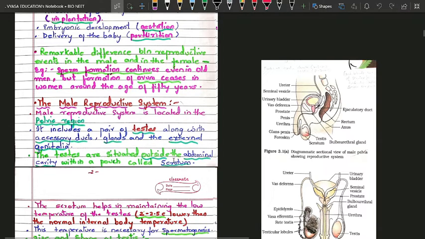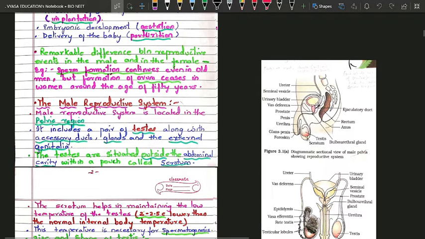The testes are situated outside the abdominal cavity. See, this is the abdominal cavity, isn't it? So they are situated below, that is, outside the abdominal cavity, within a pouch called the scrotum. Whatever you are seeing here is the scrotum. The outside one is the scrotal sac, and the testes are present in the scrotal sac.